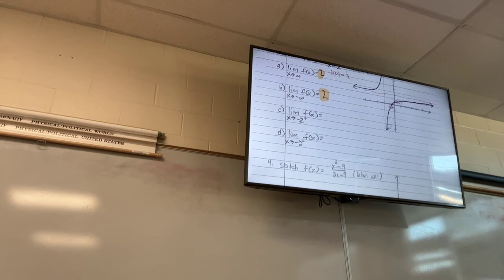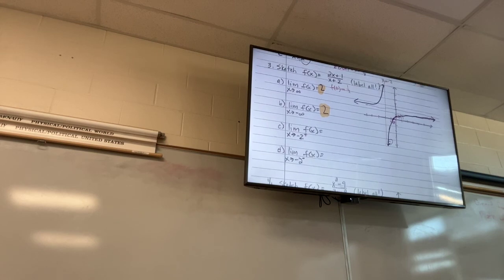And then J, as I go, limit as x goes to -2 from the right. Negative. Good job, yeah. All right, Madeline. Negative, as x approaches -2 from the left, where does f of x go? Yeah, good job.